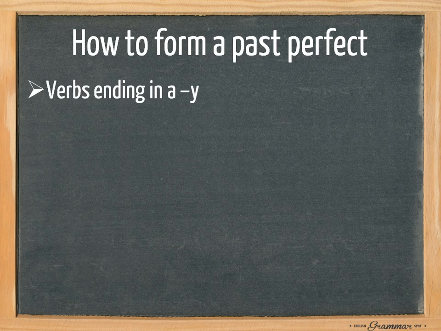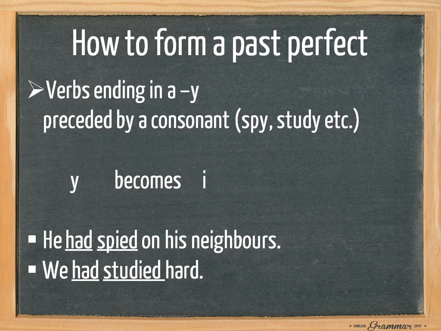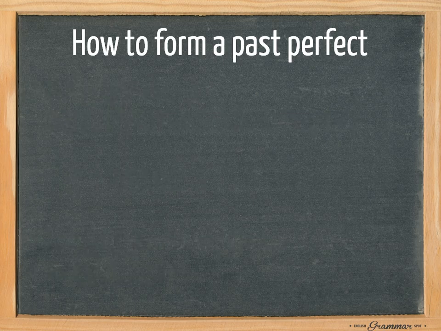We also need to pay extra attention to verbs that end in a Y, especially those preceded by a consonant such as spy and study. Here the Y becomes an I. For example, he had spied on his neighbours, and we had studied hard.